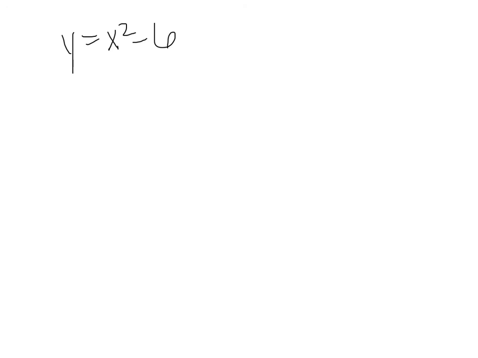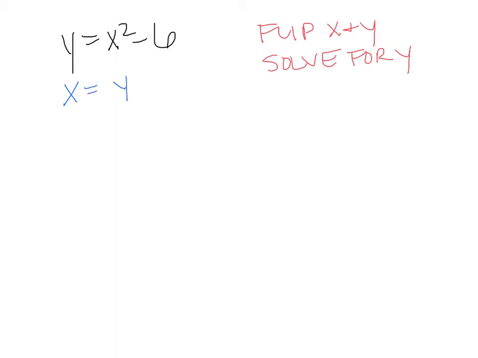So let's find the inverse of y equals x squared minus 6. This is a quadratic, so if we think about our inverse, we know we're going to end up with the inverse of a raise to the second power, which is going to be the square root, or the 1/2 power. So we're going to start out by flipping x and y. And then we're going to solve for y.